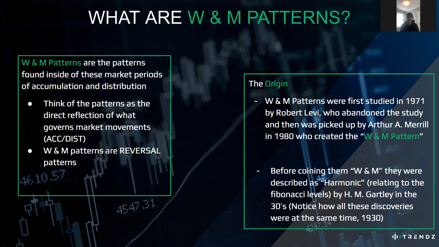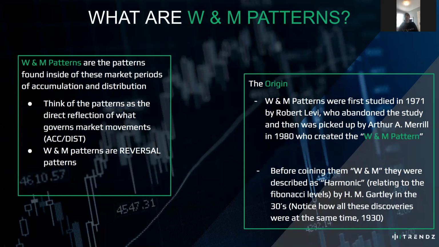The origin is actually really interesting. These W and M patterns were first studied in 1971 by Robert Levi. He then abandoned the study for whatever reasons, and then it was picked up by Arthur A. Merrill in 1980, who created and coined the W and M pattern.